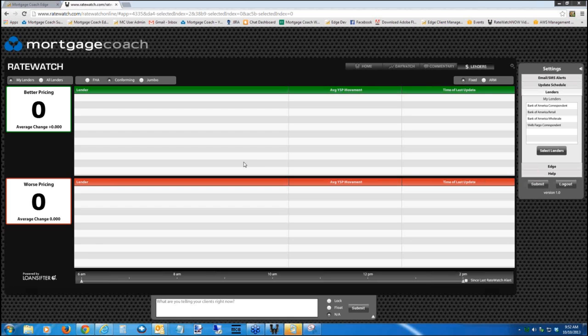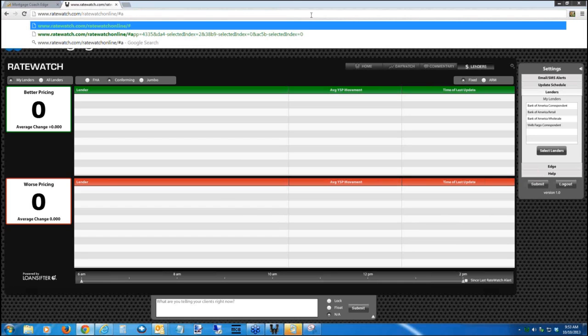But that said, you can always put the RateWatch online on any computer. Just save this particular, matter of fact, you don't even need all this extra hash stuff here. Get rid of that. But if you save this to your favorites, you can immediately get to the online version from any computer.